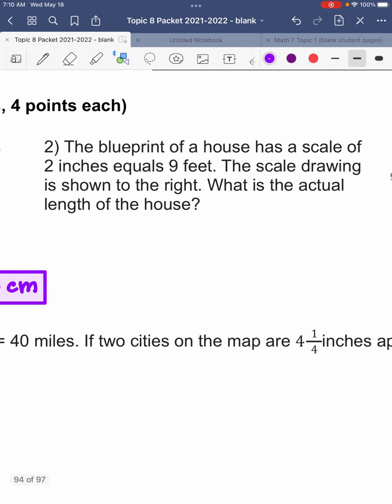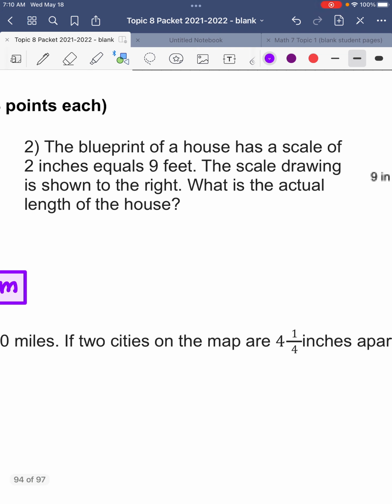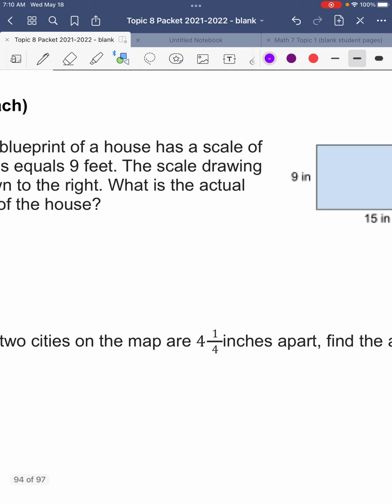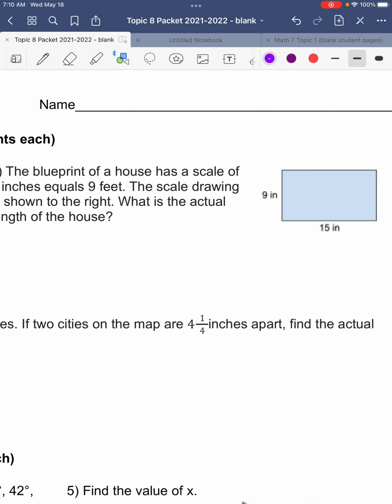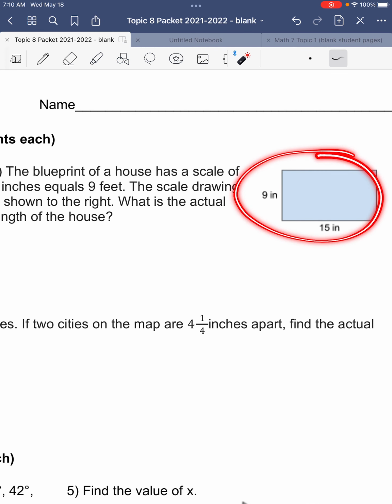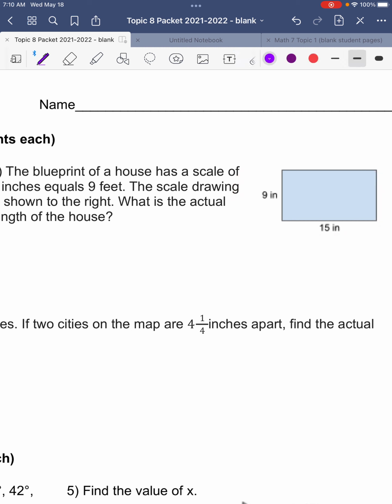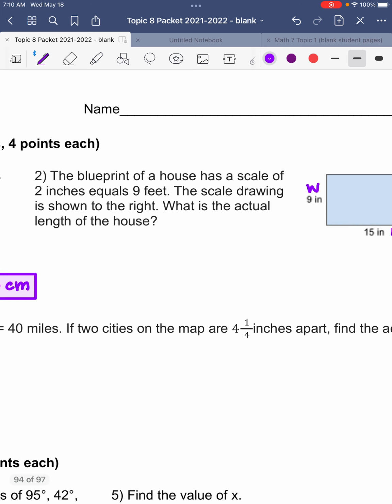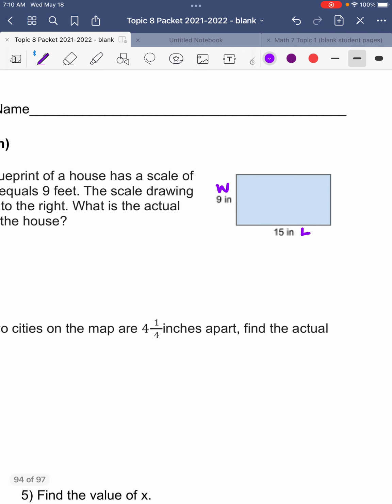Okay. Moving on to number 2. The blueprint of a house has a scale of 2 inches equals 9 feet. The scale drawing is shown to the right. What is the actual length of the house? Okay, so here's our scale drawing right here. What I would consider is the length is this one here, and I would consider 9 the width, okay? So when it says what is the actual length of the house, I'm focused on this right there, okay?